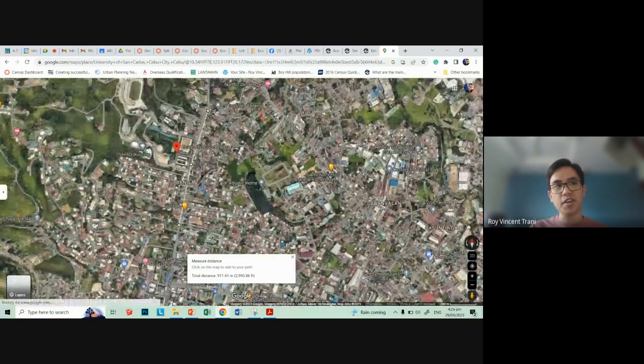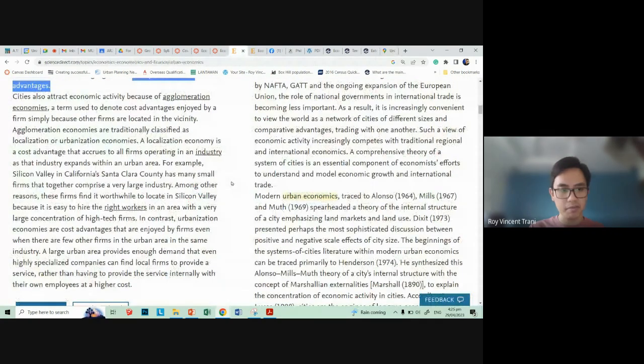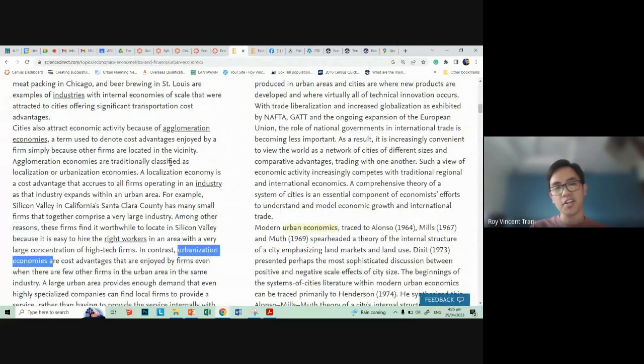I need a better resource for development in the Talamban area, but history could be a good resource to justify whether an area is developing because of urbanization economies or localization economies. But both of these types fall under agglomeration economies, basically coming together. So that's a bit technical, but we'll get to that next week.